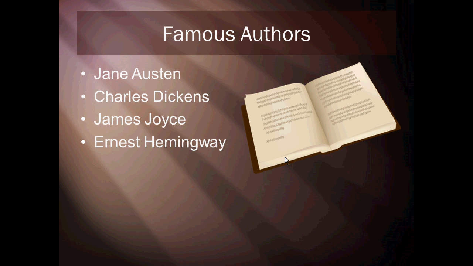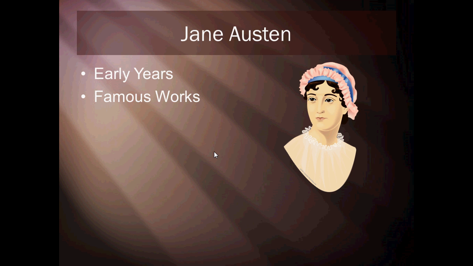The first slide contains the subject and the summary of the four initial ideas. When going to the second slide, you will see that it drills down into the first idea of Jane Austen and summarizes the early years and famous works sub-branches in bullet point form.